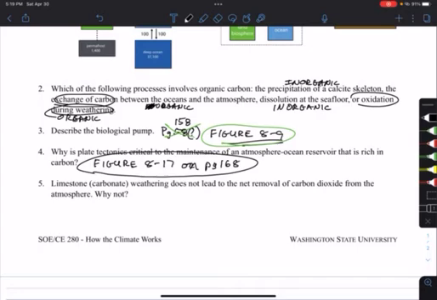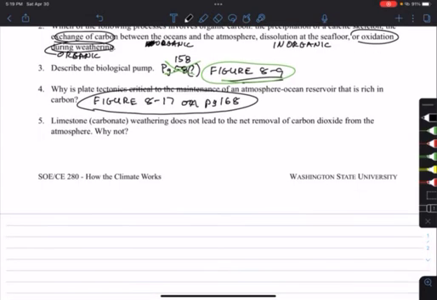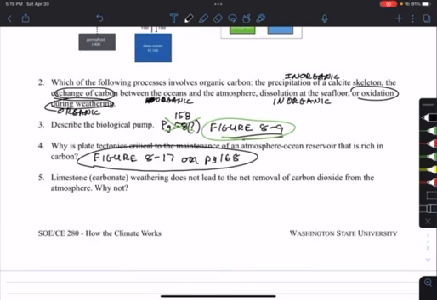And then finally, limestone weathering does not lead to the net removal of carbon dioxide in the atmosphere. Why not? This is because limestone or carbonate weathering is simply the opposite of carbonate precipitation. This occurs when those ocean organisms create their calcite shells. And these two chemical equations are shown on page 166. And it is seen that they have a net result of carbon.